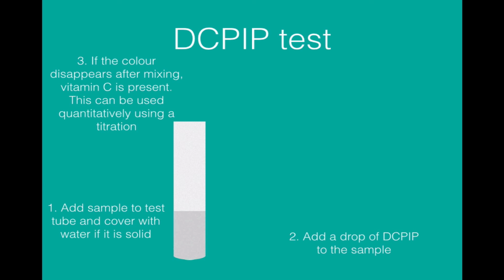You can use a titration to work out the concentration of vitamin C in your original sample, because DCPIP and vitamin C react in a one-to-one fashion.